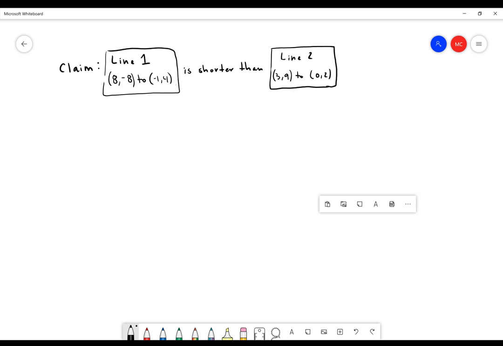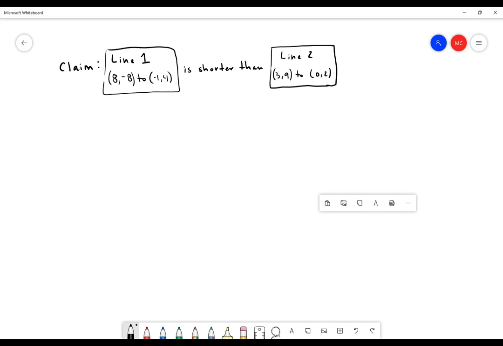This claim says that line 1, which goes from (8, -8) to (-1, 4), is shorter than line 2, which goes from (3, 9) to (0, 2). So I need to find the distance of these two lines to find out if this claim is true or not. For line 1, I'm going to let 8 be x1 and -8 be y1. Then I'm going to let -1 be x2 and 4 be y2. Now that I know what these values are, I'm going to plug them into the distance formula.